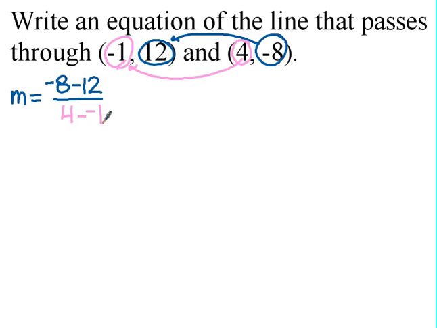So let's go ahead and calculate those. What is negative 8 minus 12? Negative 20, because it's 2 negatives. It's like negative 8 plus negative 12. On the bottom, what do you do with those 2 negative signs? Yep, change them. So really it's 4 plus 1, which is? So my slope is? Negative 4.